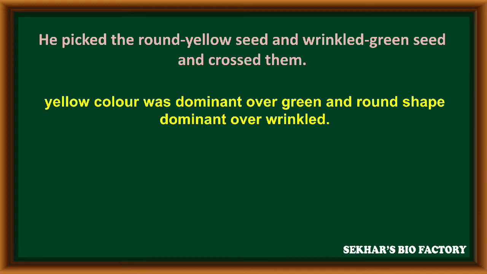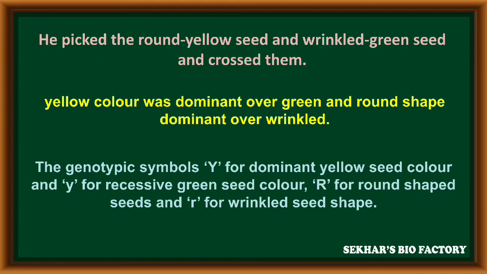Yellow color was dominant over green colored seed. Round shaped seed is dominant over wrinkled shaped seeds. The genotypic symbols are capital Y for dominant yellow seed color and small y for recessive green seed color, capital R for round shaped seeds and small r for wrinkled shaped seeds in pea plant.